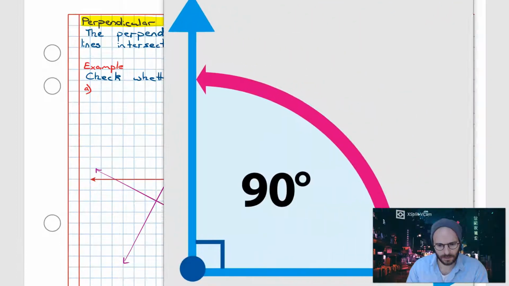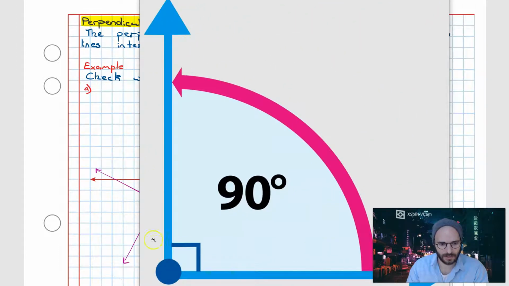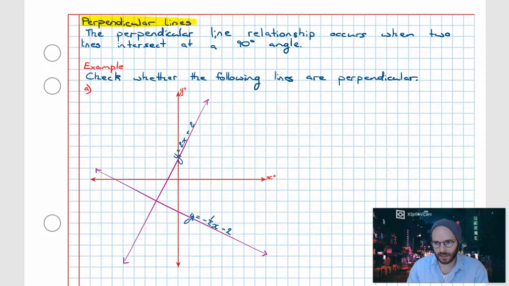Observing an example of this, consider two lines and the way in which they intersect: we get a right angle in between, or a 90-degree angle in between. So what we're looking at here is the equivalent in coordinate geometry, where we have two lines that intersect, and the intersection is a 90-degree angle.